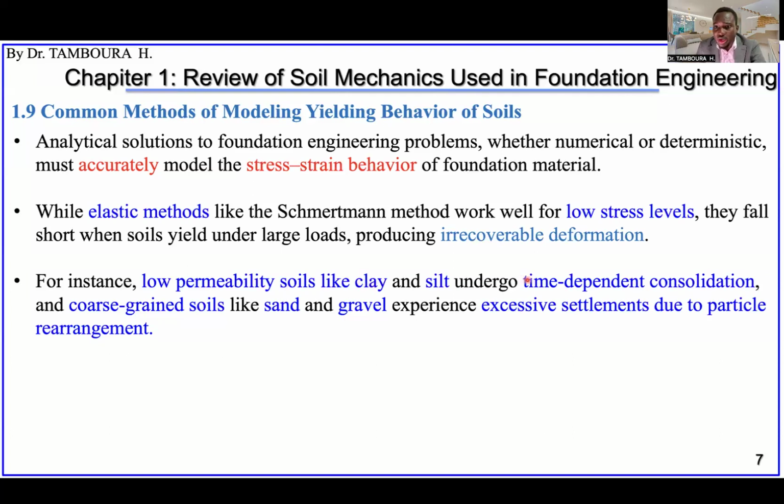So that's why we will have time dependent consolidation. So the settlement will depend on the time.